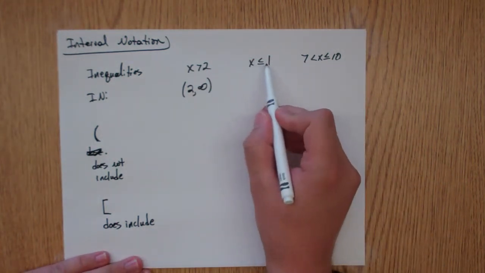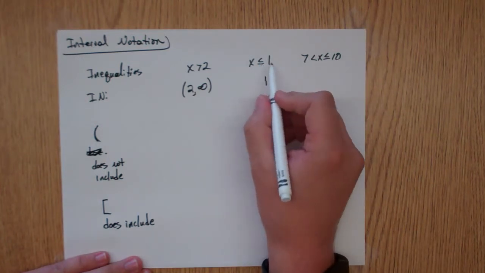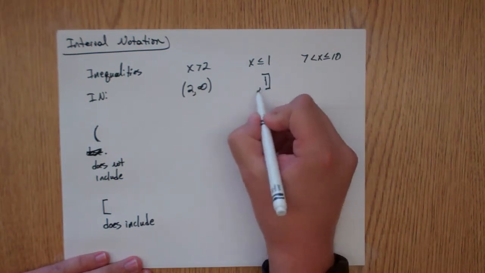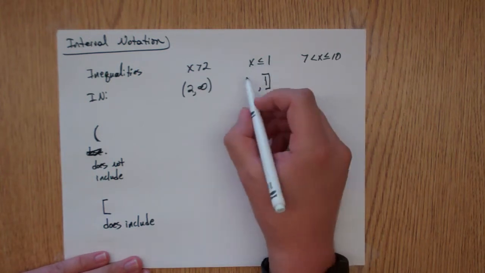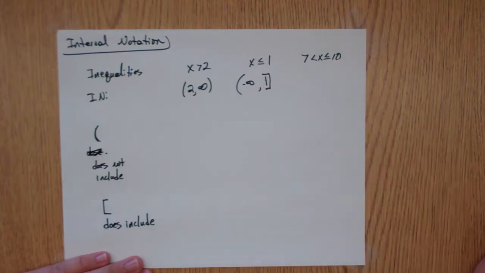X is less than or equal to 1. Well, the largest it can be is 1. Equal sign, so you bracket it, comma. What's the smallest it can be? Well, it can go to negative infinity. Again, you can't ever get to negative infinity, so you don't include it.